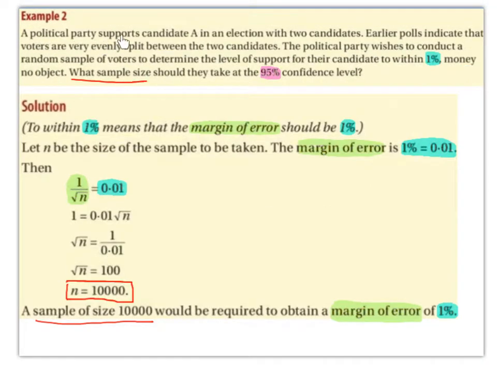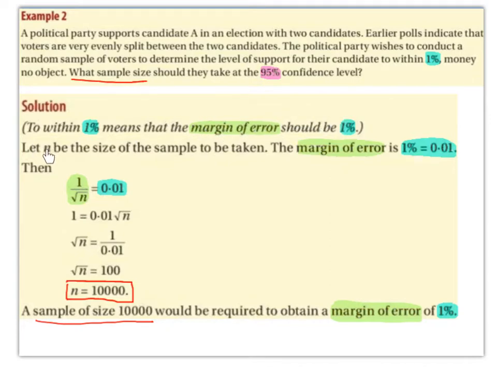A political party supports candidate A in an election with 2 candidates. Earlier polls indicate that voters are very evenly split between the 2 candidates. The political party wishes to conduct a random sample of voters to determine the level of support for their candidate to within 1%. Money is no object. What sample size, so what n, should they take at a 95% confidence level? So, to within 1% means that the margin of error should be 1%.